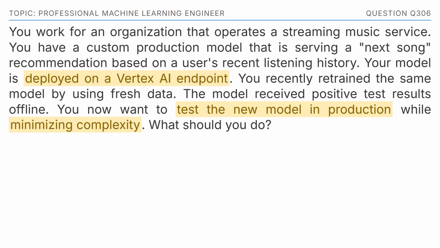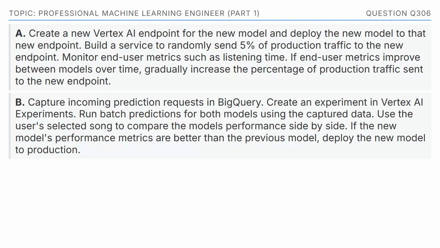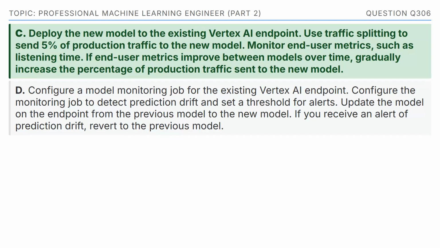To arrive at the correct answer, we focus on the keywords: deployed on a Vertex AI endpoint, test the new model in production, minimizing complexity. Review the options on screen. The correct answer is option C. Deploy the new model to the existing Vertex AI endpoint. Use traffic splitting to send 5% of production traffic to the new model. Monitor end-user metrics, such as listening time. If end-user metrics improve between models over time, gradually increase the percentage of production traffic sent to the new model.